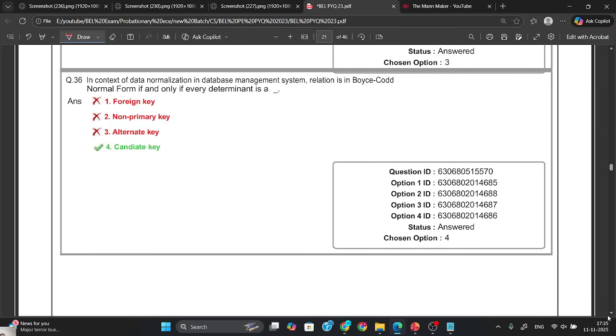In the context of data normalization in database management systems, a relation is in Boyce-Codd normal form if and only if every determinant is a candidate key. Option D is your right answer.